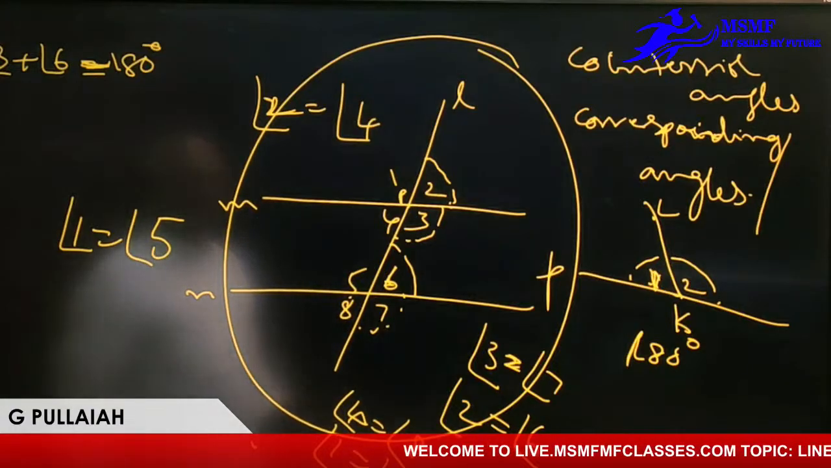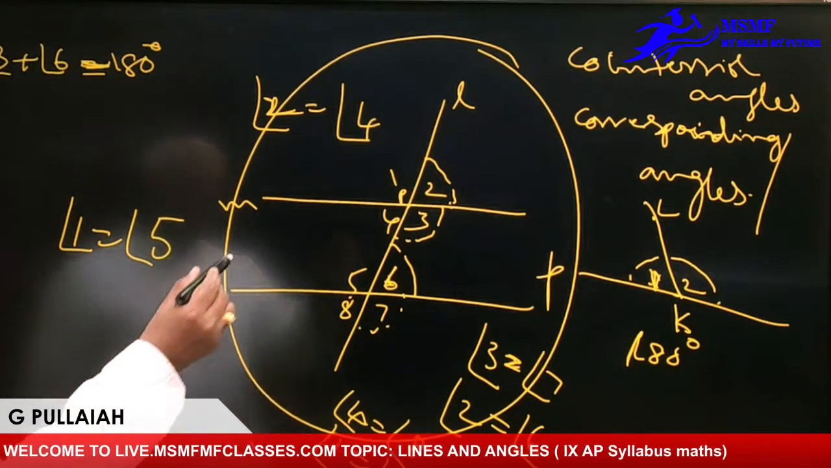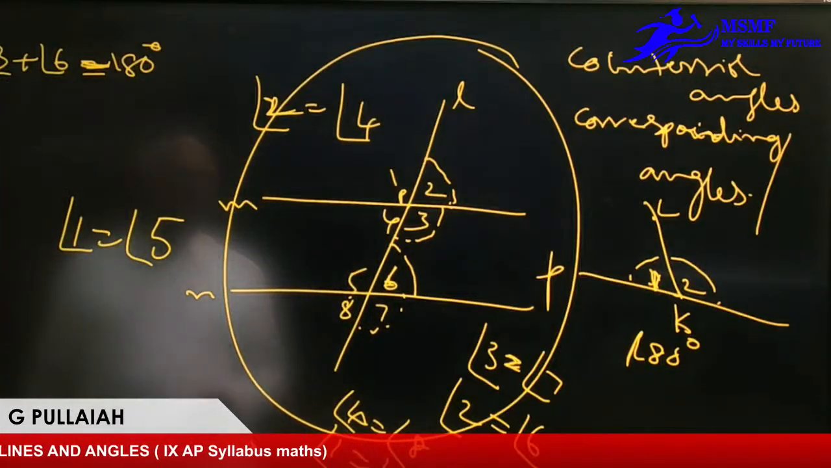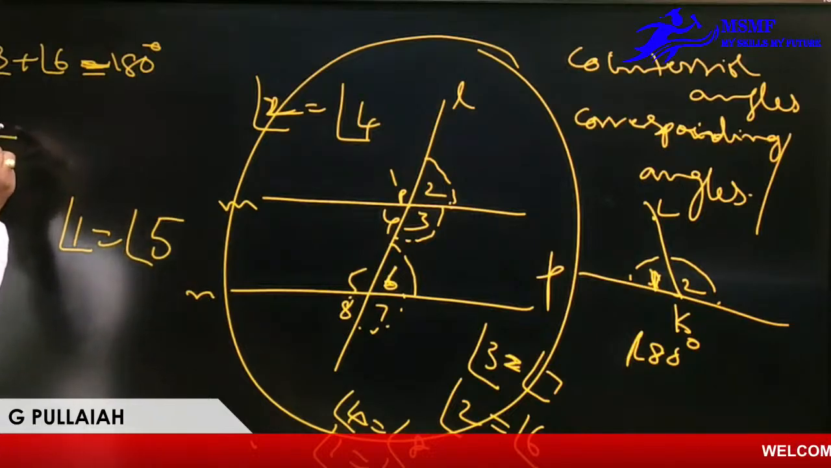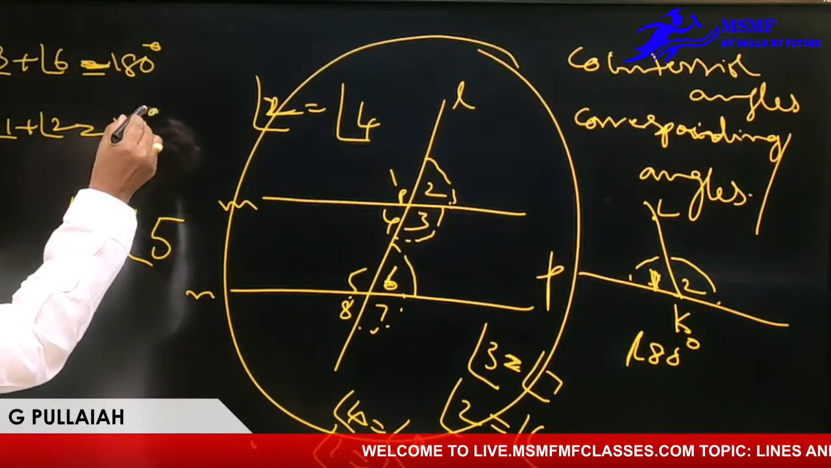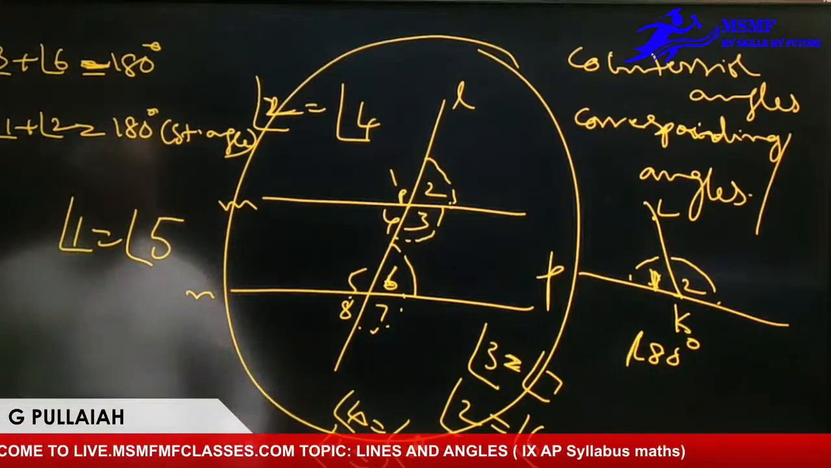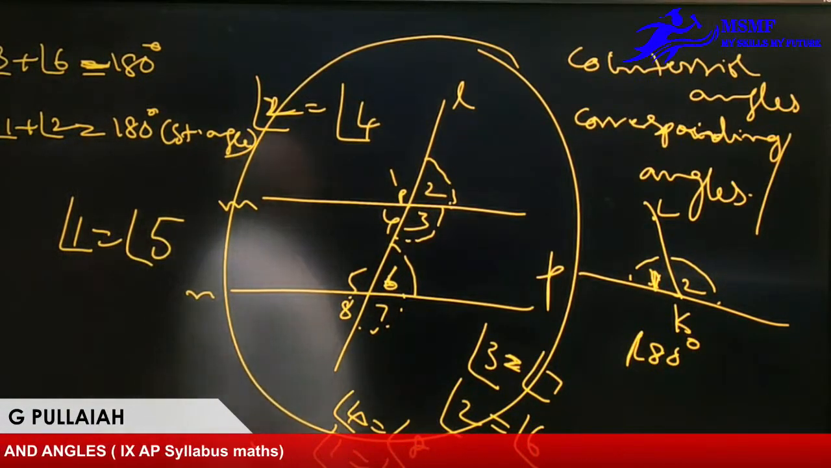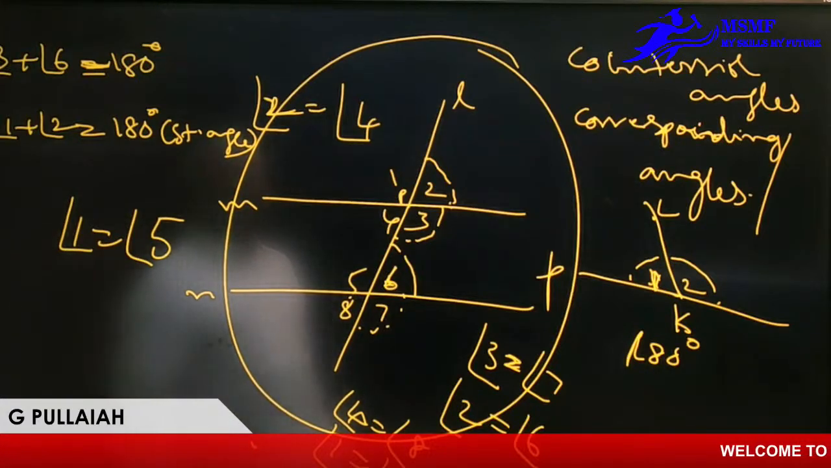Okay. So here let us prove that angle 3 and angle 6 are supplementary. Now you know that angle 1 plus angle 2 are a straight angle, nothing but supplementary. Angle 1 plus angle 2 here.